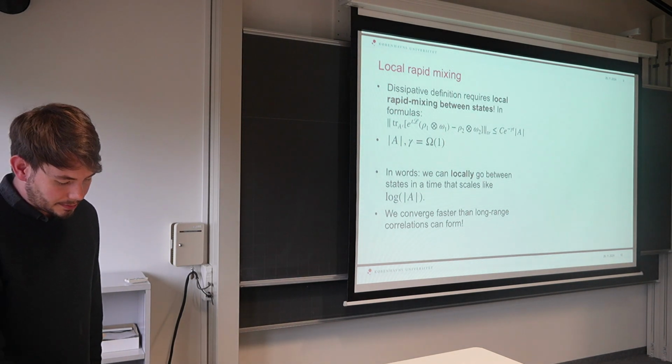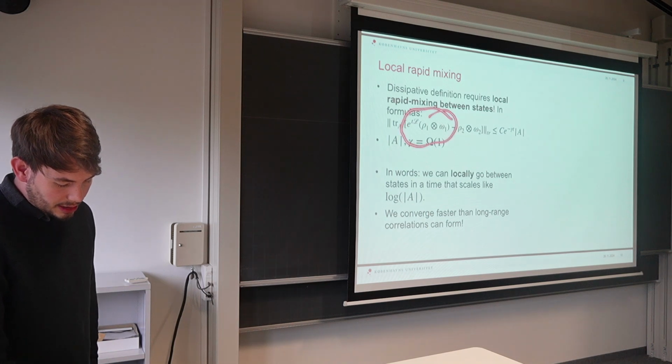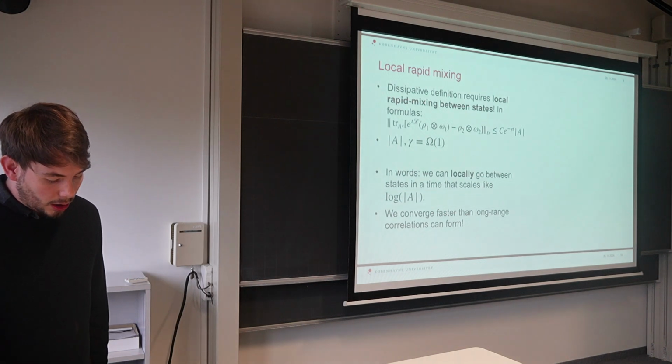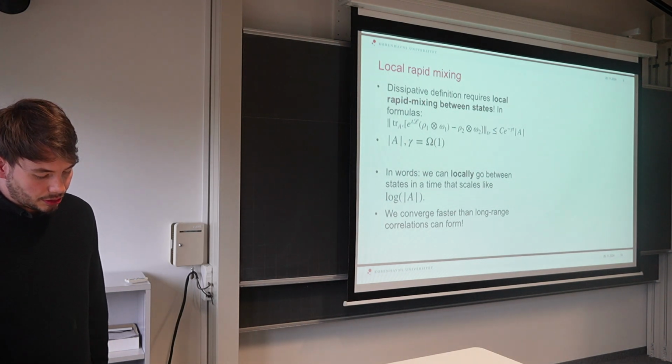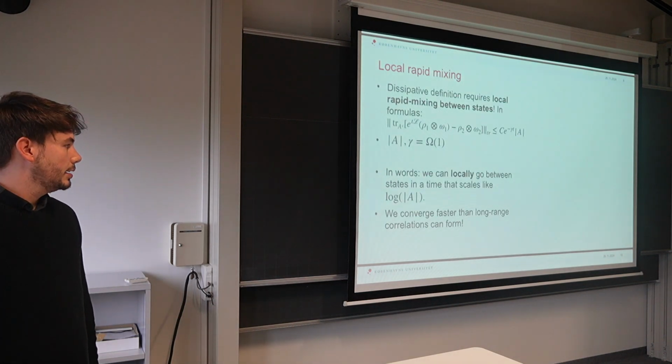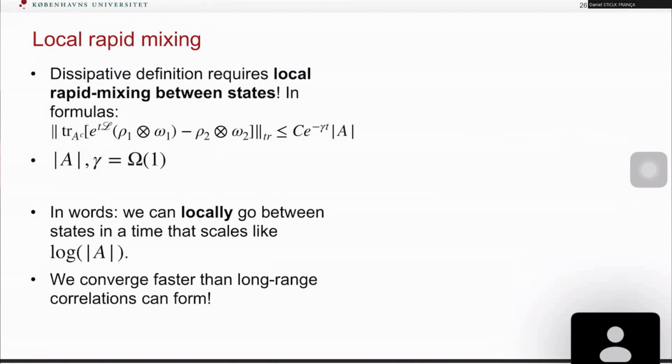And I want to be able to say the following. I can apply this sort of dissipative process on the state rho 1, and then you can ask me how long will it take for the marginals on some region of size A to be close, okay? And I'm imposing what is called local rapid mixing, which essentially says that I'll converge exponentially fast for each region up to this correction term, which scales with the size of the region I'm interested in.